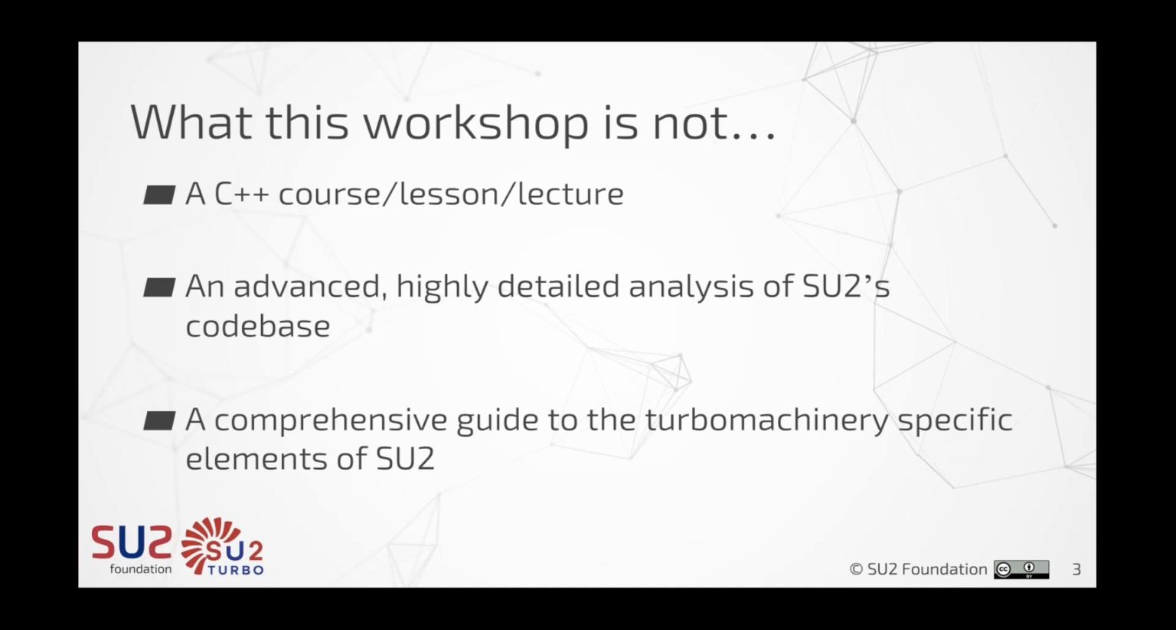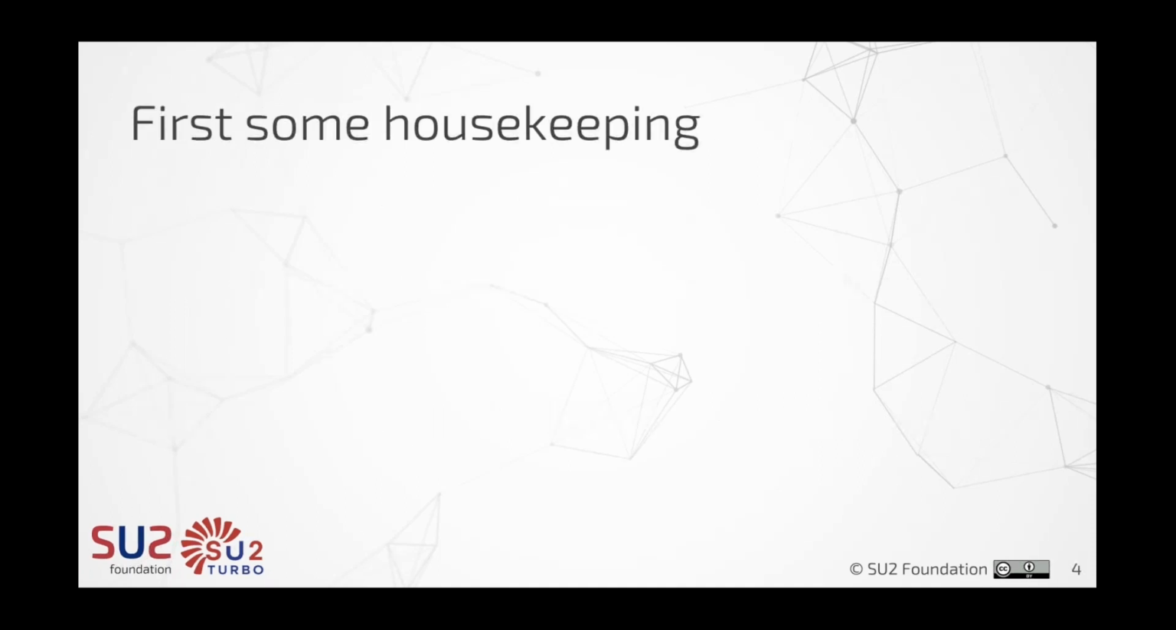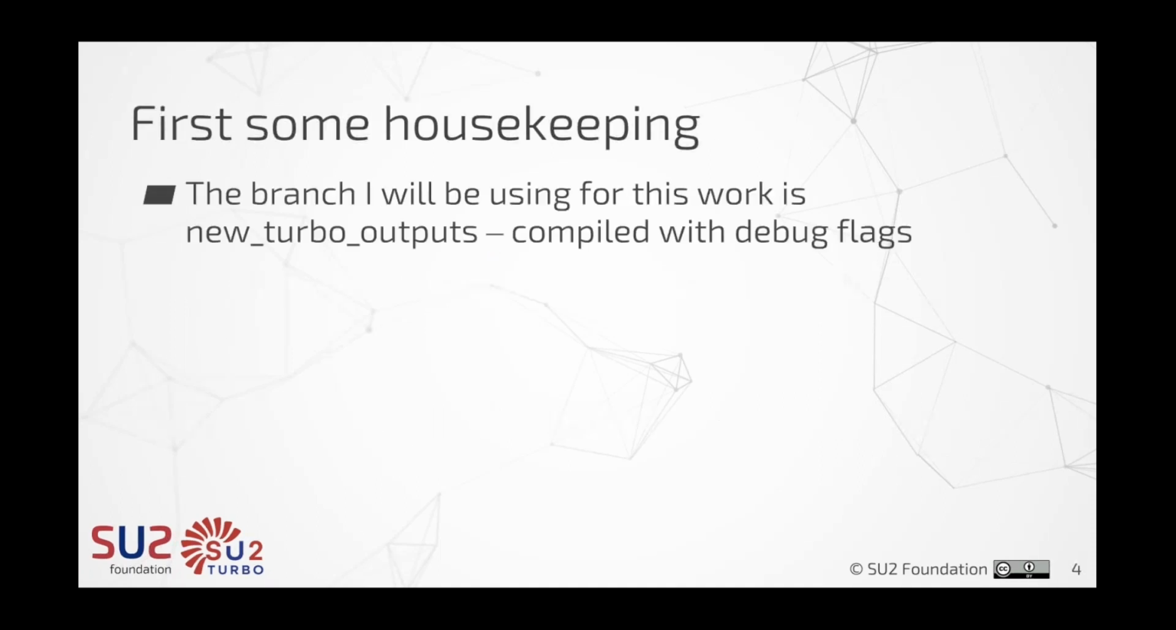Okay, so with that being said, let's first do some housekeeping. Again, we're going to be using the new turbo outputs branch. I think I compiled with the debug flags. The reason we've been using it today is that some of the changes we've made in here will hopefully in a few months' time go into develop and then onto master. So if we come back to this in a few months, it's not going to be all completely wrong.